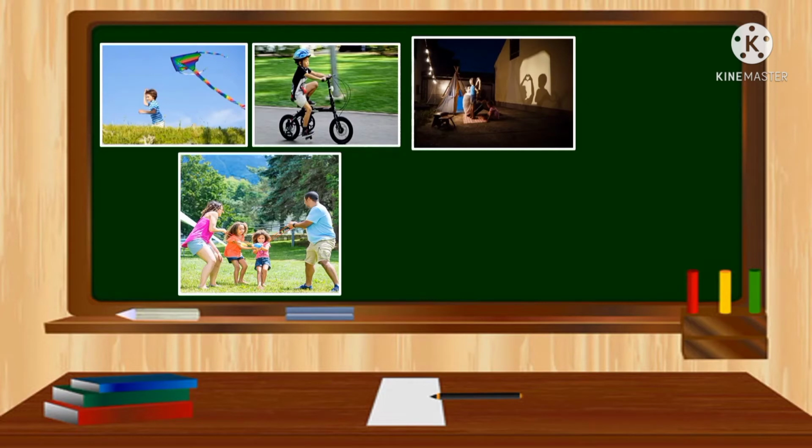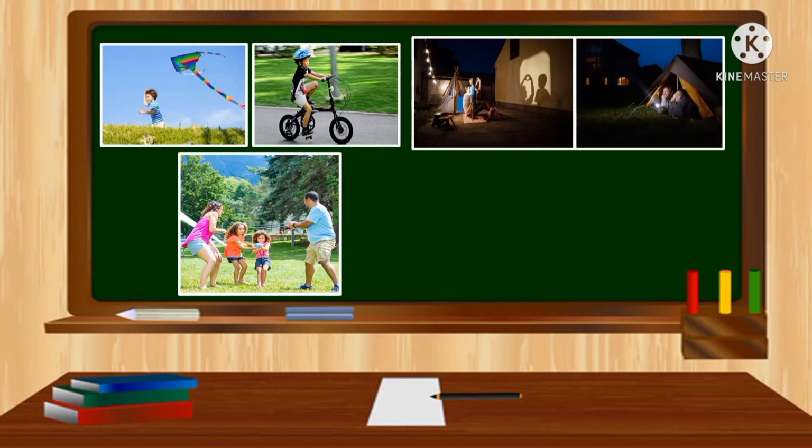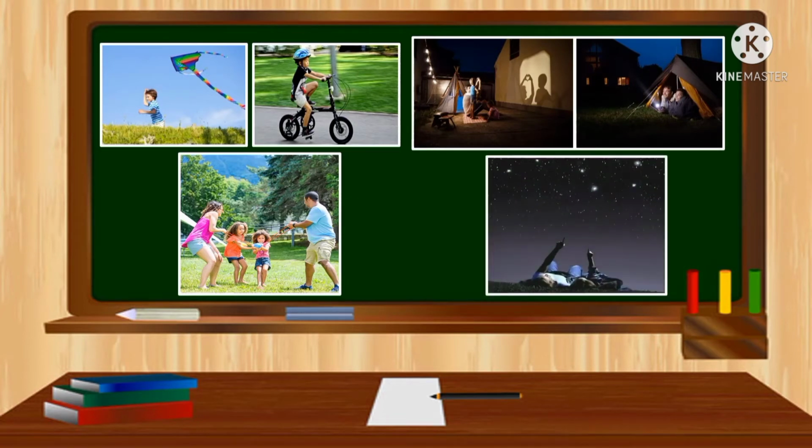Next, we have father and son having a shadow play. A couple having a night camp. And last, mother and son stargazing. So we can notice that the first three pictures are daytime activities, and the next three pictures are nighttime activities.